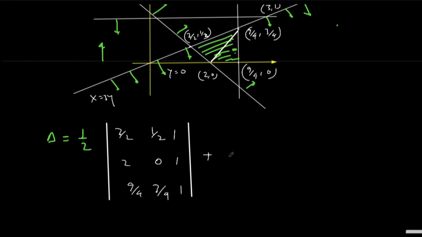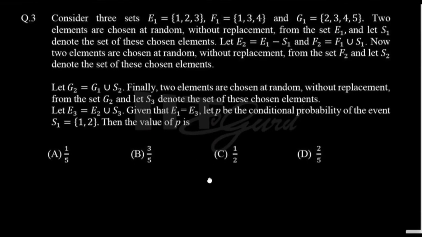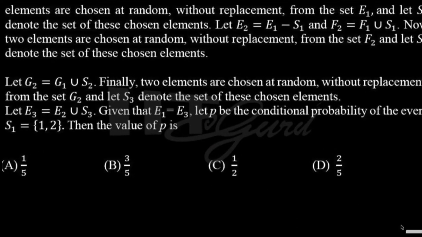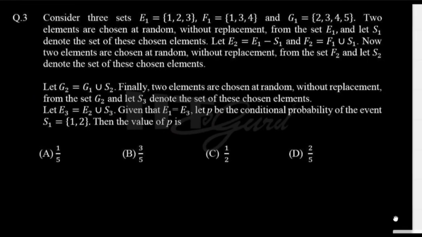And plus half of another triangle, it's very clear: 9/2, half of 9/4 minus 2 into 3/4. Solving all this, you will get 11/32. But if you read the question carefully and understand the situation, then the concept is pretty easy.